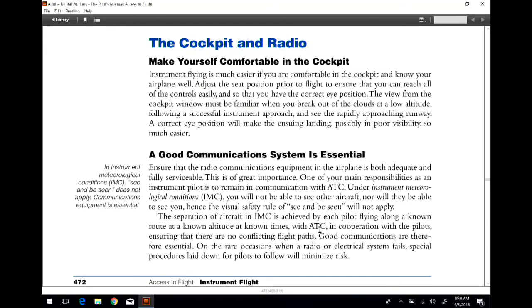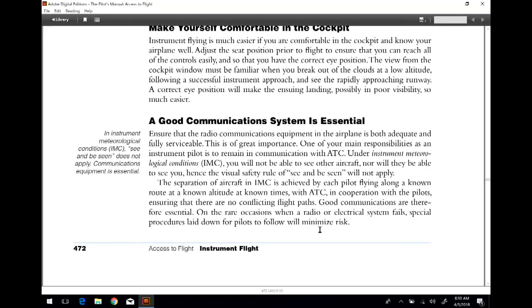Good communications. And we talk more about this a little bit later as we get to the end of things with regard to communications. Because remember, you're not able to see and avoid in the instrument world. And so you have to count on air traffic control to separate you from other traffic. And they're counting on air traffic control to keep you away from them, just as you're counting on them to keep them away from you.